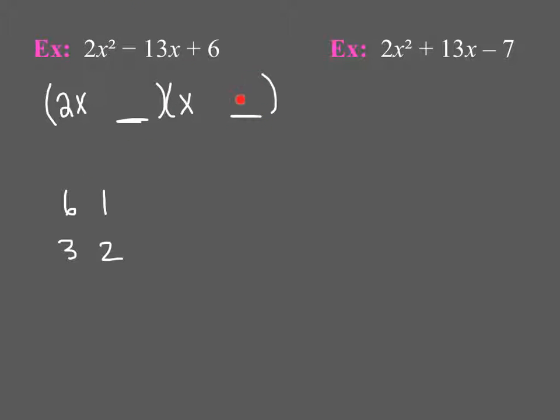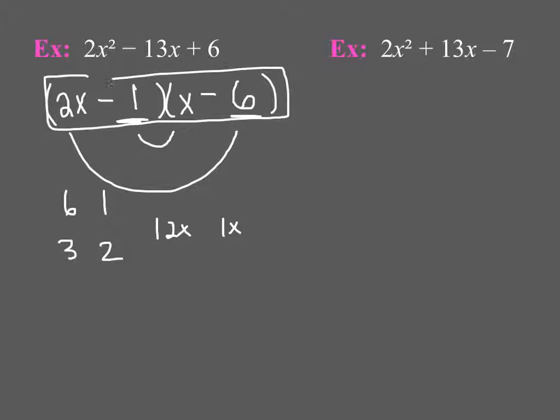So I actually want this to be my 6 because 6 times 2 is 12, which is getting me pretty close. And then if this is a 6, this has to be a 1 because 6 times 1 is 6. So then I would get 12x, 1x. The last part I have to consider is I need it to add to a negative but multiply to a positive. So that means that they both need to be negative. That's my answer. And you always check.